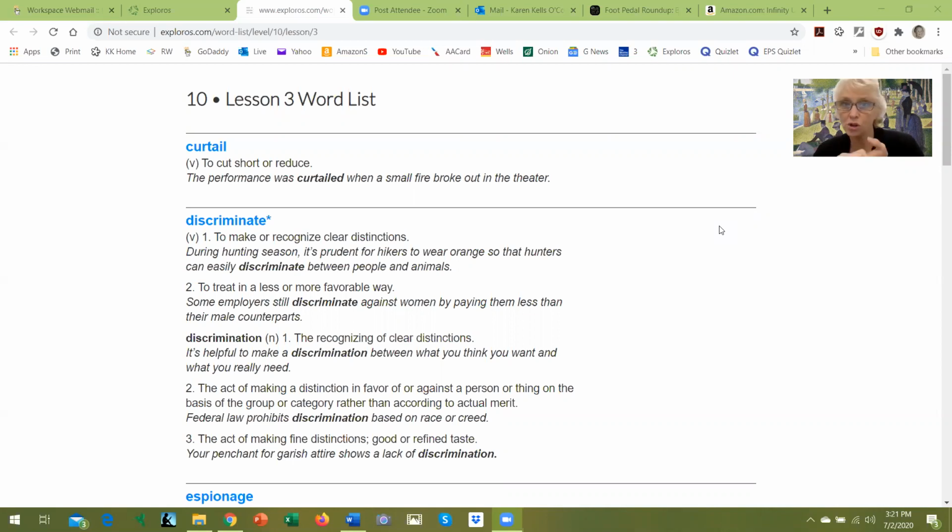The performance was curtailed when a small fire broke out in the theater. Or you could say last school year was curtailed when blah, blah, blah, blah, blah. You know what happened. Next word is discriminate, lots here.